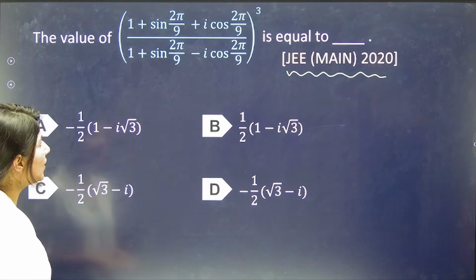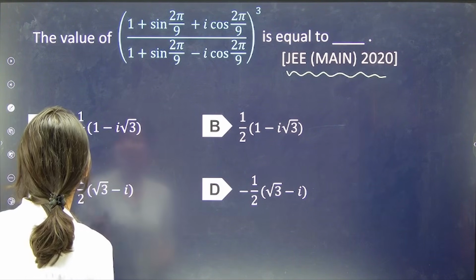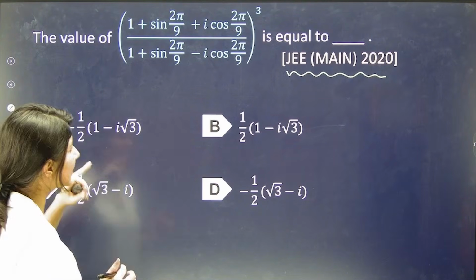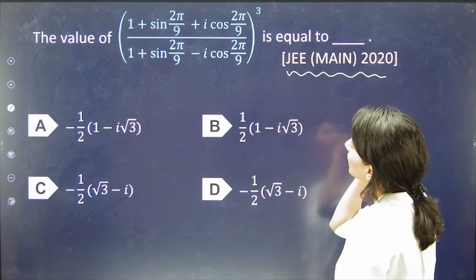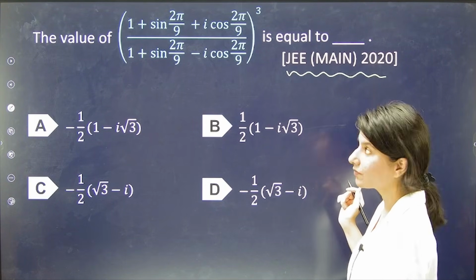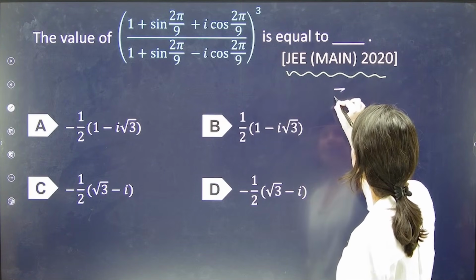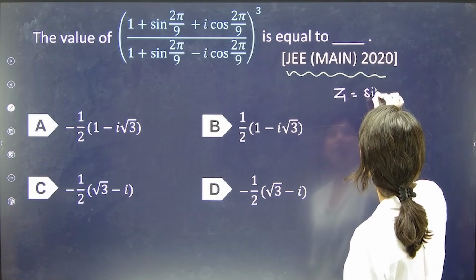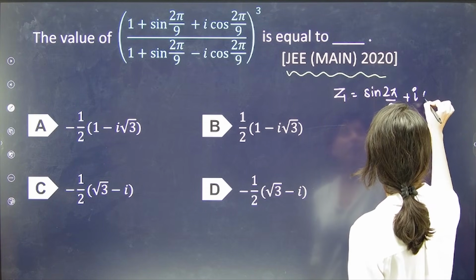Okay, all right. Anyway, but we are here to handle such things. First thing which I can understand is sine 2 pi by 9 plus iota cos 2 pi by 9 is written. Okay, so see, this is your z. Let us consider z as sine 2 pi by 9 plus iota cos 2 pi by 9.